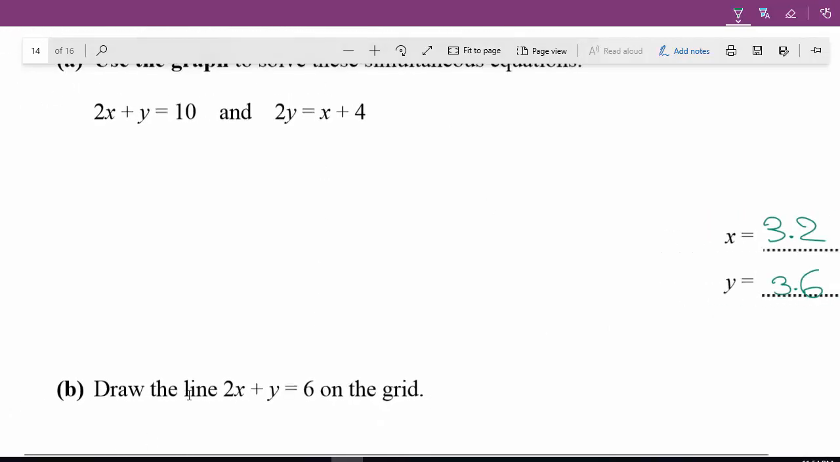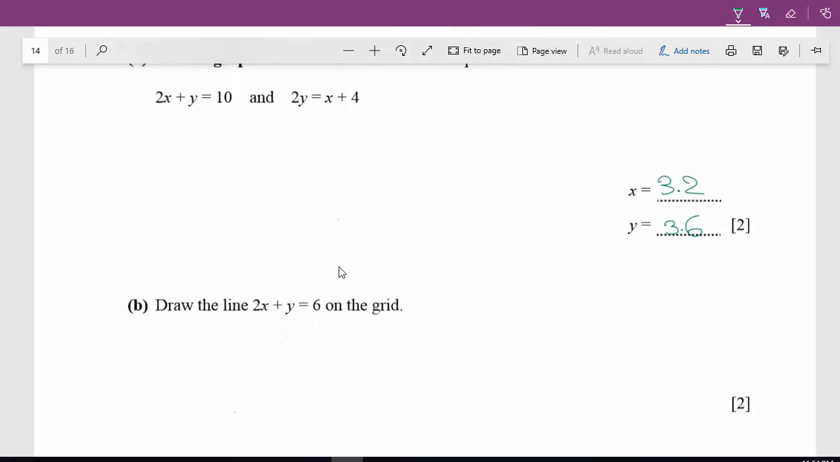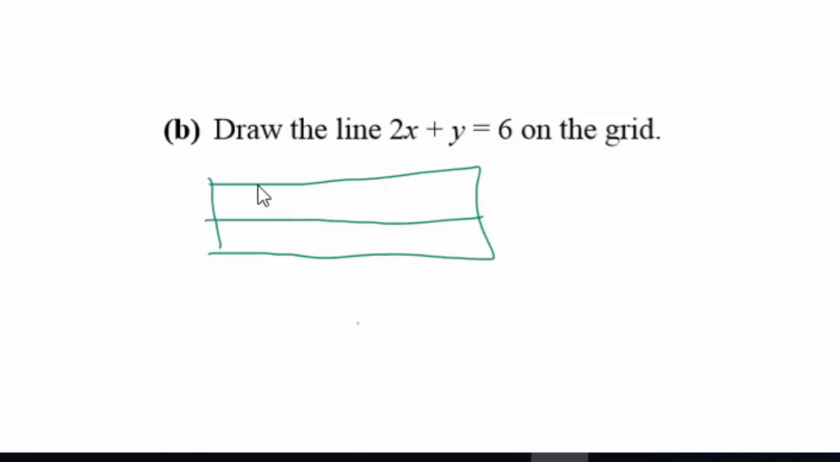Draw the line of 2x plus y is equal to 6. To draw this, we basically draw a table. 3 numbers are enough. This is x. You are free whatever you write instead of x. And this is y. We're going to work out the y's. If we put 0 in place of x, we will get 2 times 0 is 0. y will be equal to 6.